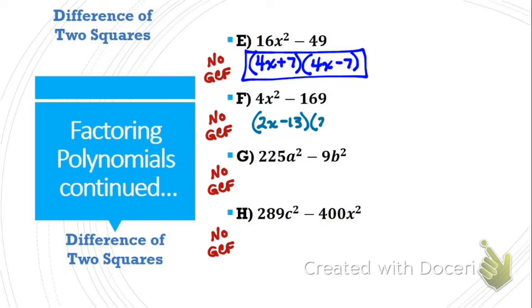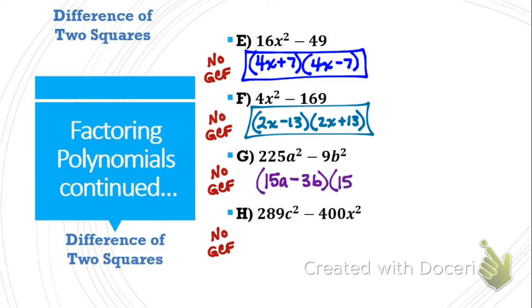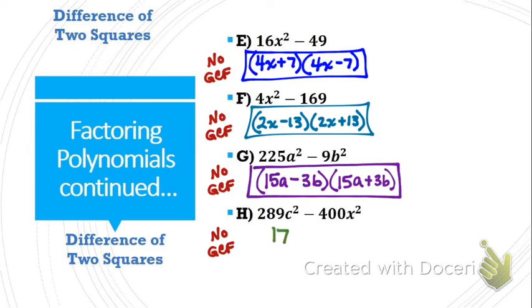Yes. What is the square root of 225? 15. So G factors to be what? 15a minus 3b and then 15a plus 3b. There you go. 289. 17. 17c minus what? 20x. 17c plus 20x.